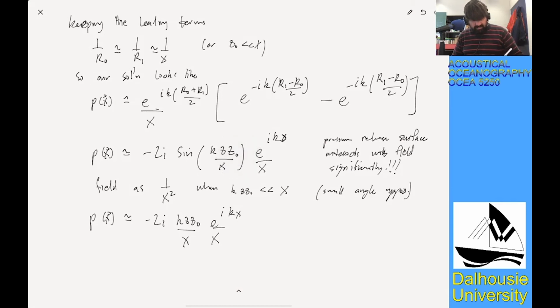So now the important thing is we see that we have an x squared here, right? We have 1 over x squared in the bottom. And so the intensity is going to be proportional to 1 over x to the 4th. And the field is going to have some nulls, right? So this tells you how quickly the field goes down, x to the 4.